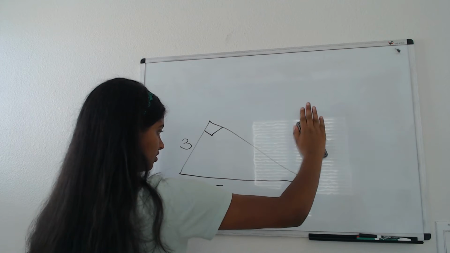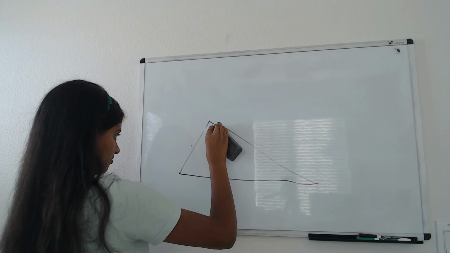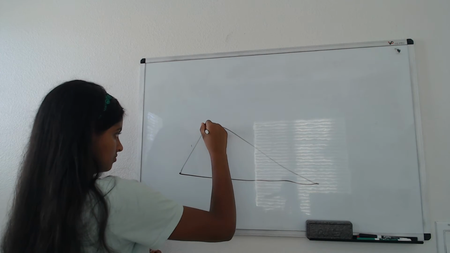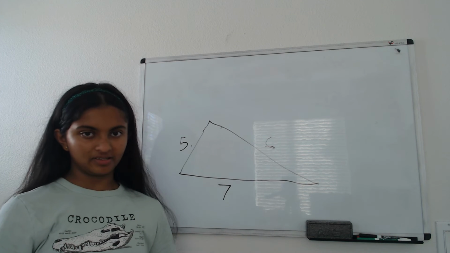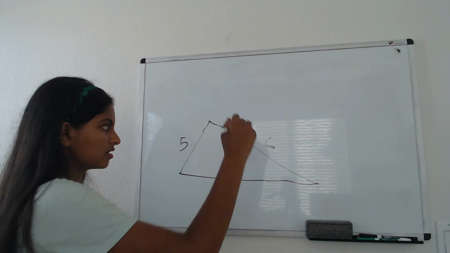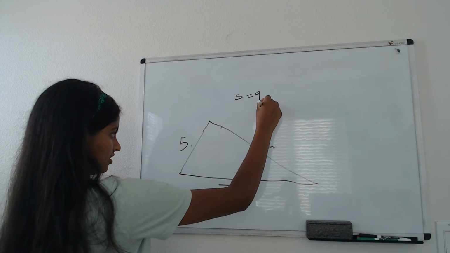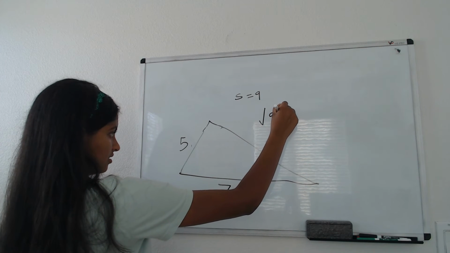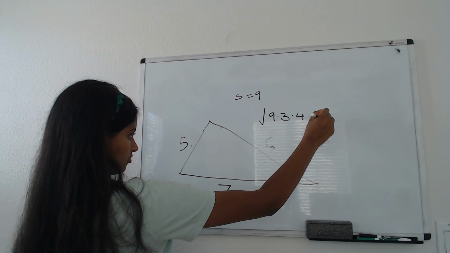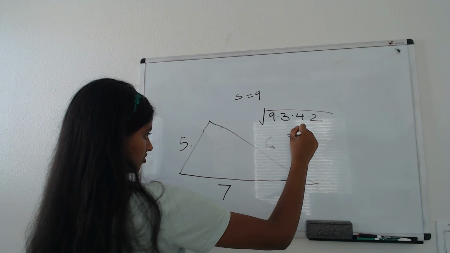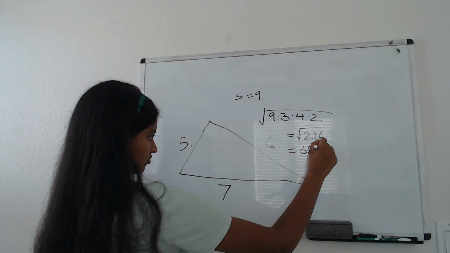For example, what if we change this 3, 4, and 5 with 5, 6, and 7. Now what? Now the semiperimeter is going to be equal to 9. So we need to find the square root of 9 times 3 times 4 times 2. This is going to be equal to the square root of 216, which is equal to 6 times the square root of 6.